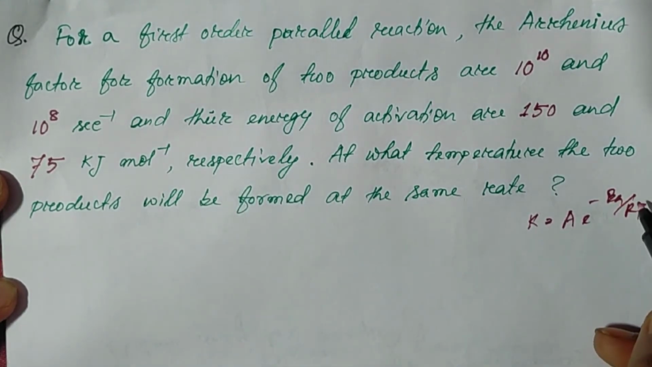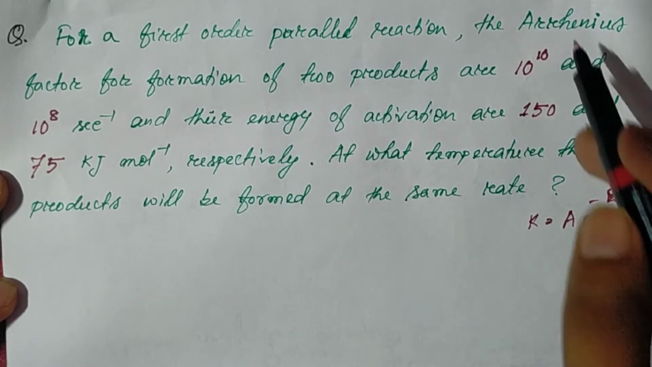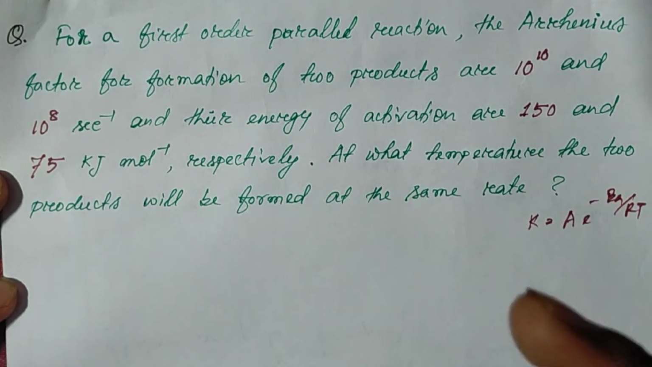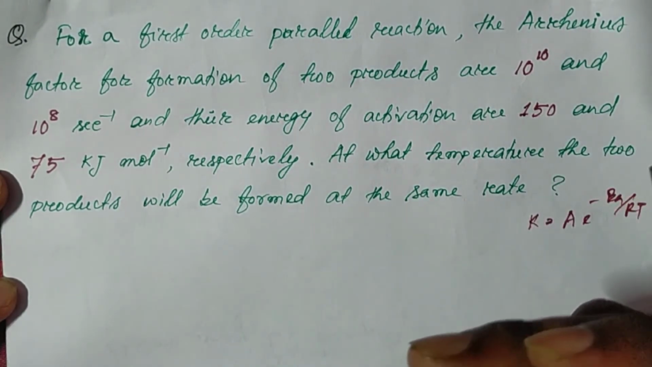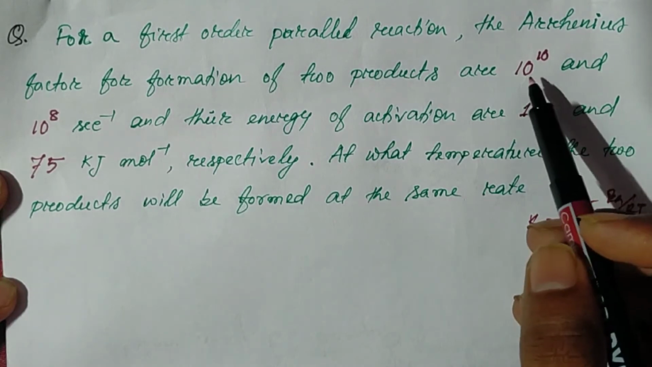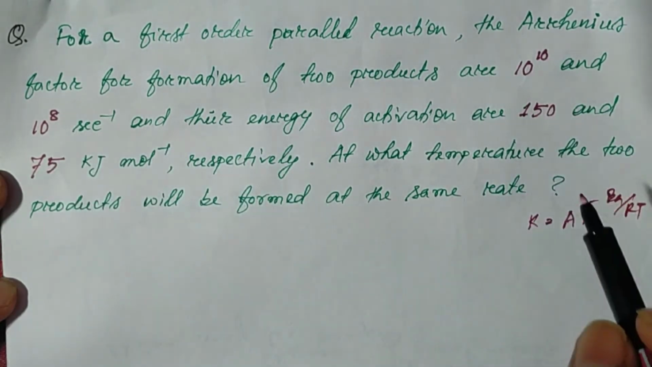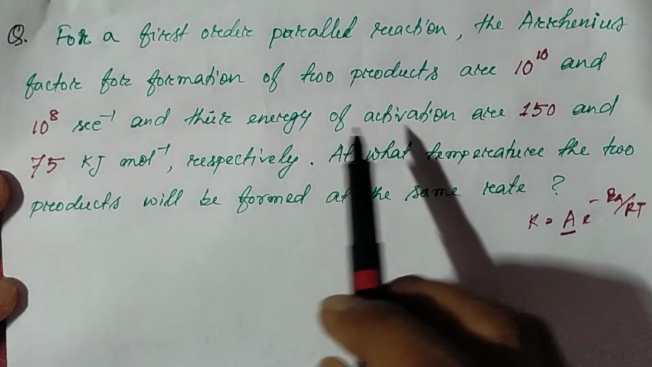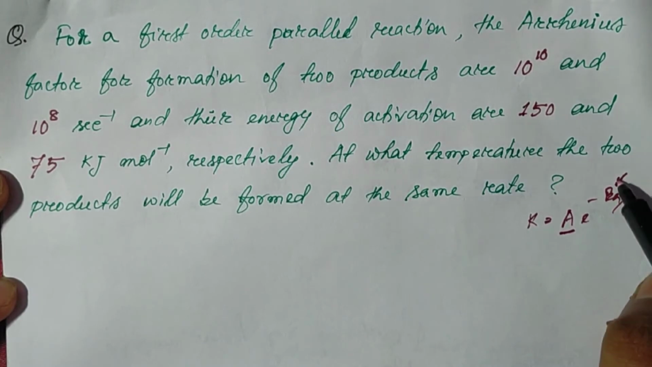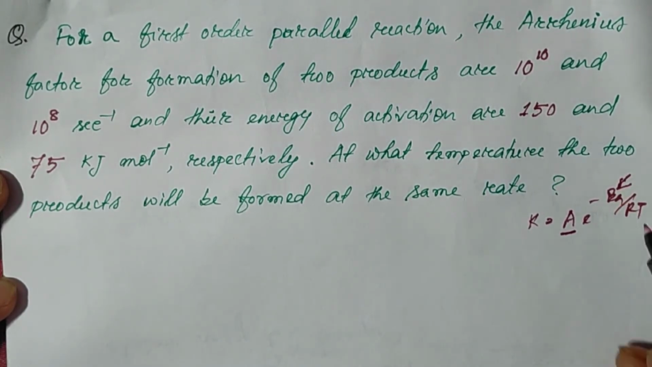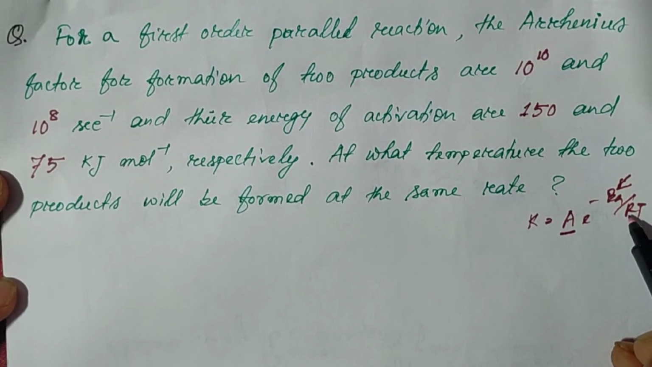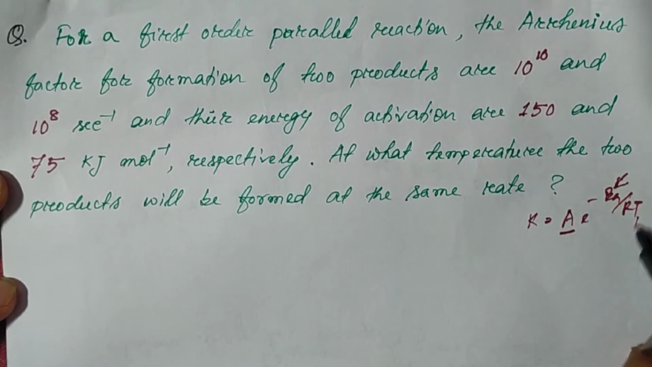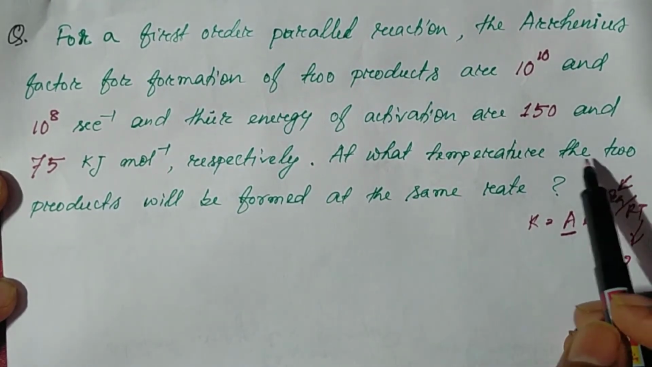So first of all, here the Arrhenius factor is given. There is a parallel reaction, and for both reactions the Arrhenius factor is given. A is the Arrhenius factor, and the activation energy Ea is given. Now we know the R value, and there is a condition at what temperature. We will find out the temperature.